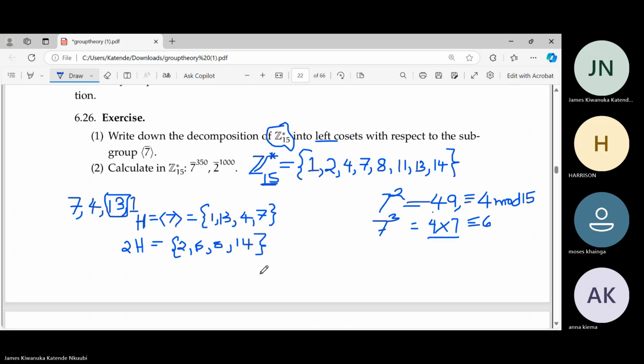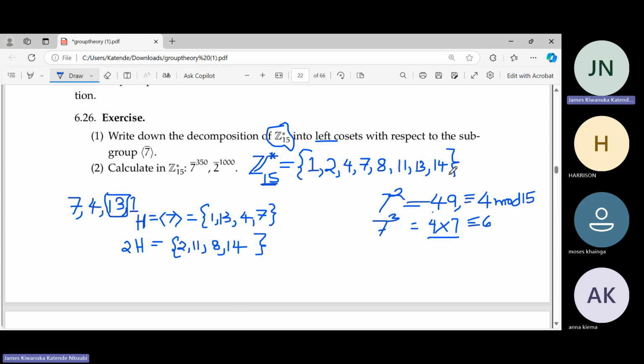Does that change anything? 2 times 13 will be 26. Let's just rewrite this again. So 2 times 1 is 2. 2 times 13 is 26. That will give us what, 11? 2 times 4 will give us 8. And 2 times 7 will give us 14. I think now this should be correct. So this is the other left coset, but you will notice something.